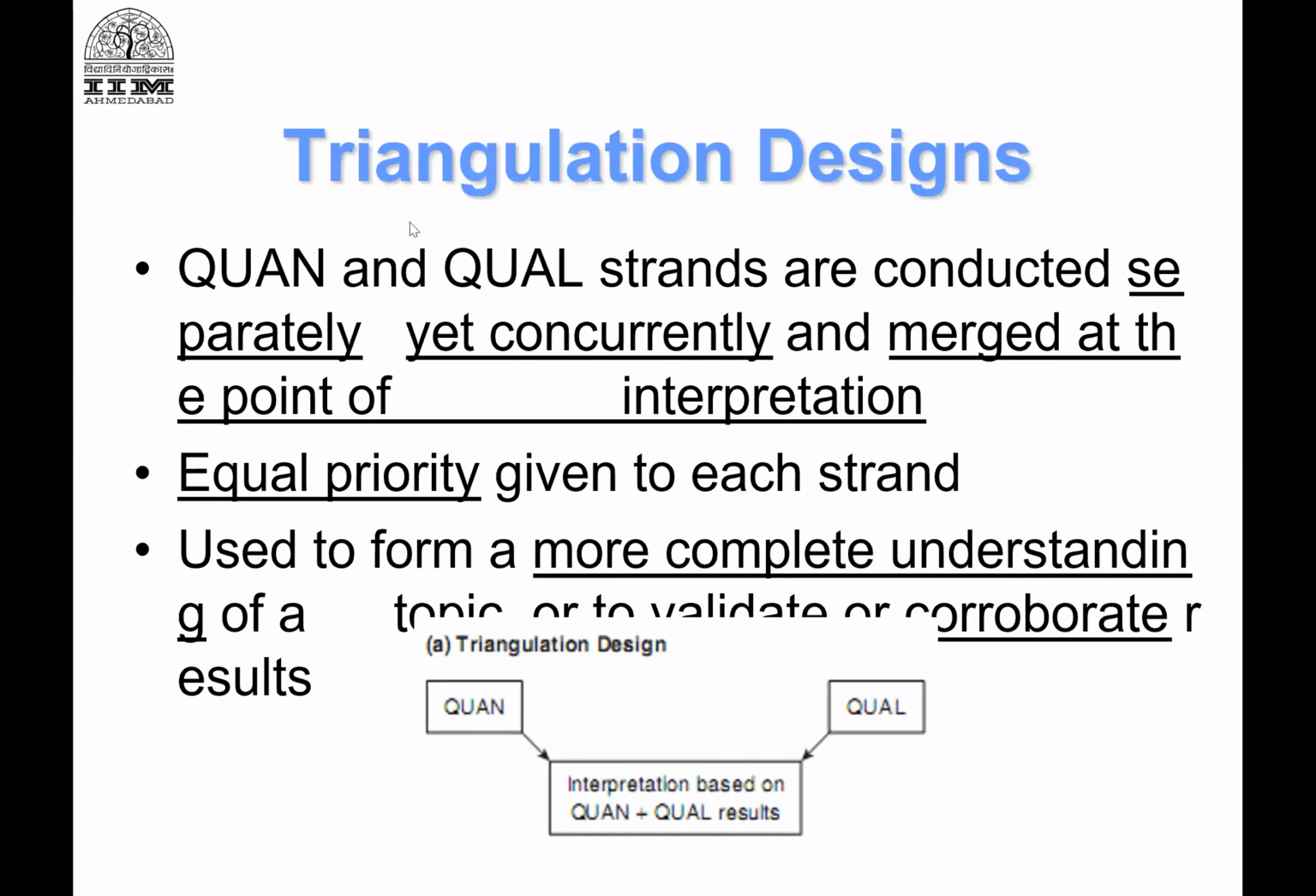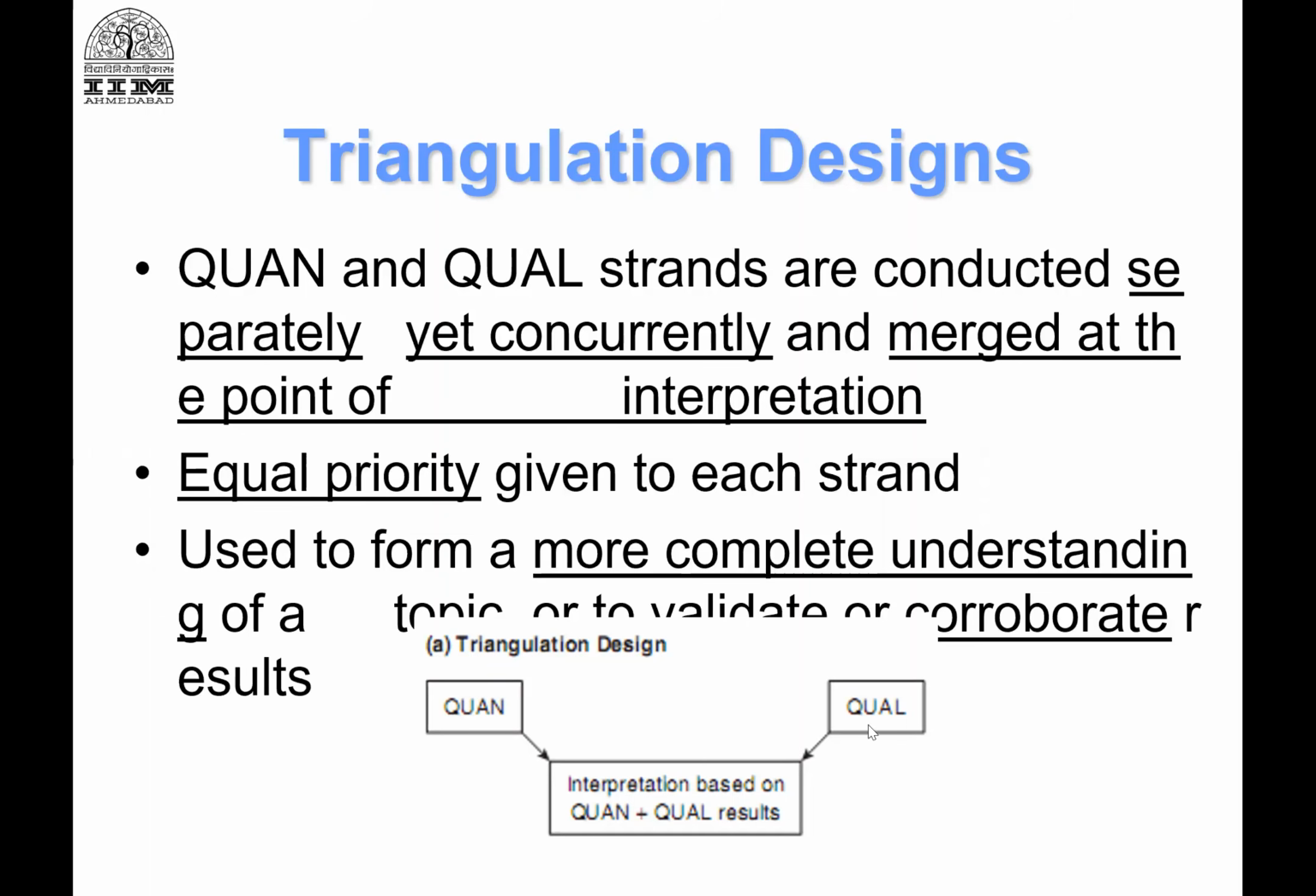So first, let's look at triangulation. Triangulation designs are designs where quantitative and qualitative strands are conducted separately yet concurrently and merged at the point of interpretation. Sorry for this formatting. Merged at the point of interpretation. Equal priority is given to each strand, and it is used to form a more complete understanding of a topic or to validate or corroborate results.